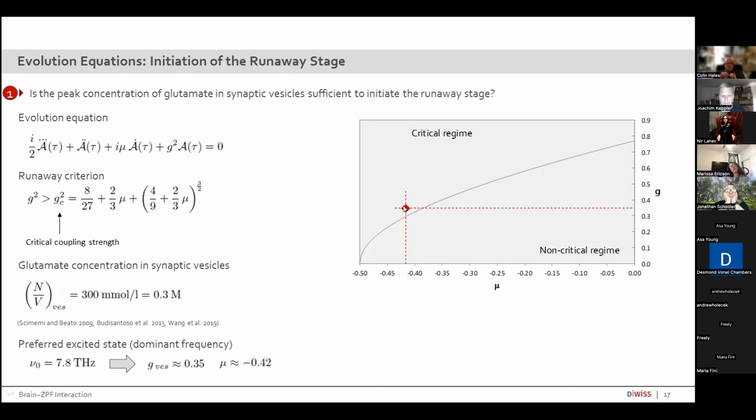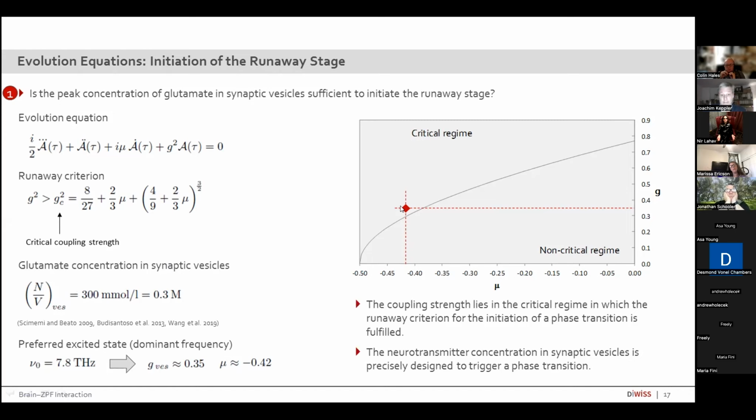And the result can be interpreted in such a way that the coupling strength lies a little bit above the critical threshold, above the edge of criticality. So yes, the runaway criterion for the initiation of a phase transition is fulfilled. So the glutamate concentration in synaptic vesicles is precisely designed to trigger a phase transition in a cortical microcolumn.